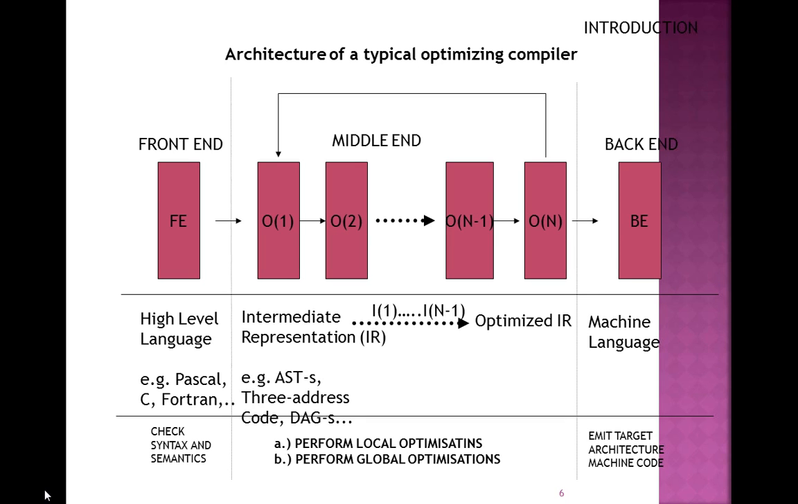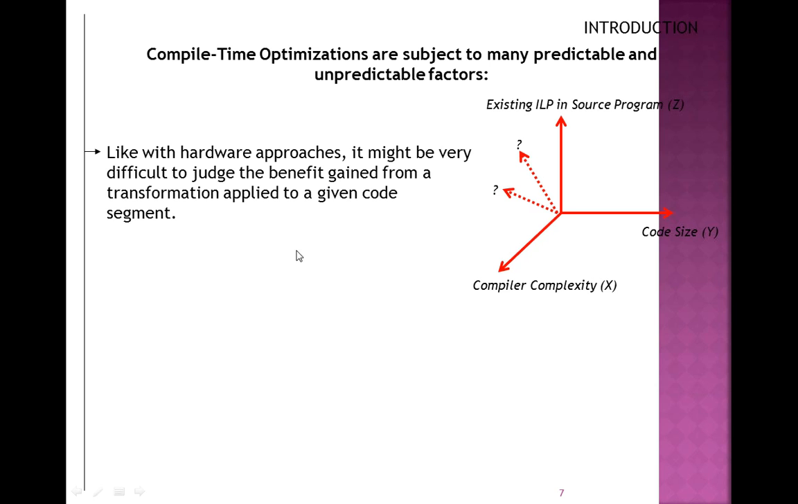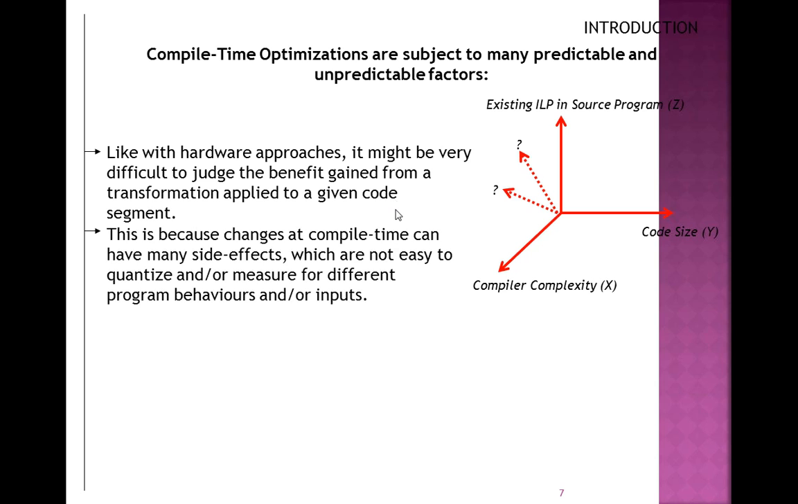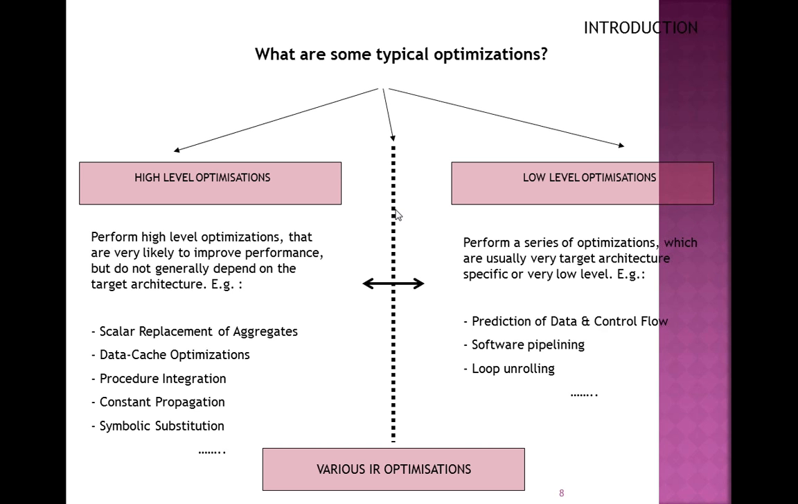These are the architecture which we have discussed. There are three phases: one is middle end, one is front end, and one is back end. There is a compile time optimization that is subject to many predictable and unpredictable factors. These are the predictable and unpredictable factors.